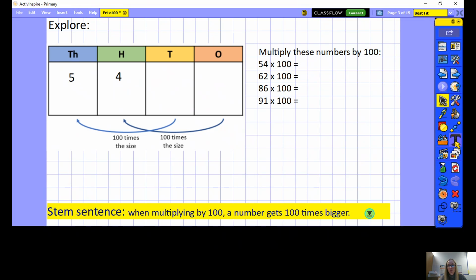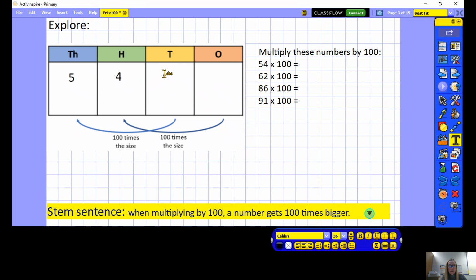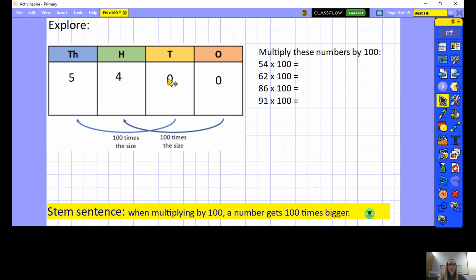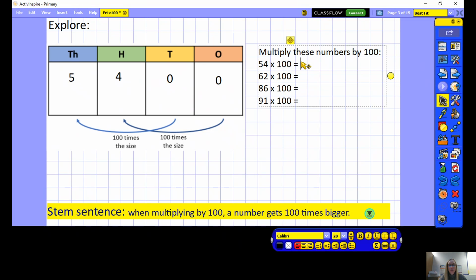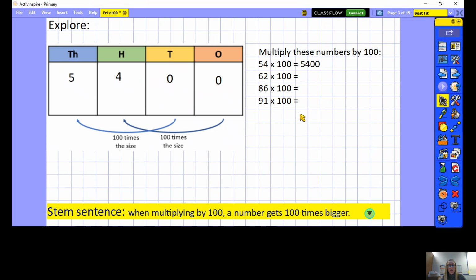And then what do we need to remember to put in our tens and our ones column now? Have a think. Yes, we need to remember our zeros as our placeholders. So 54 times 100 equals 5,400. Pause the video now and see if you can work out the last 3 questions: 62 times 100 equals, 86 times 100 equals, and 91 times 100 equals.